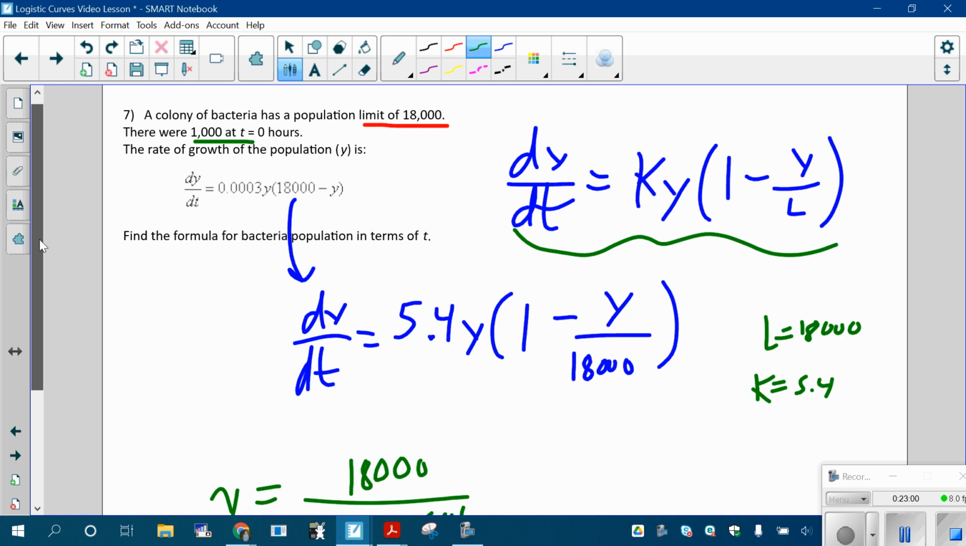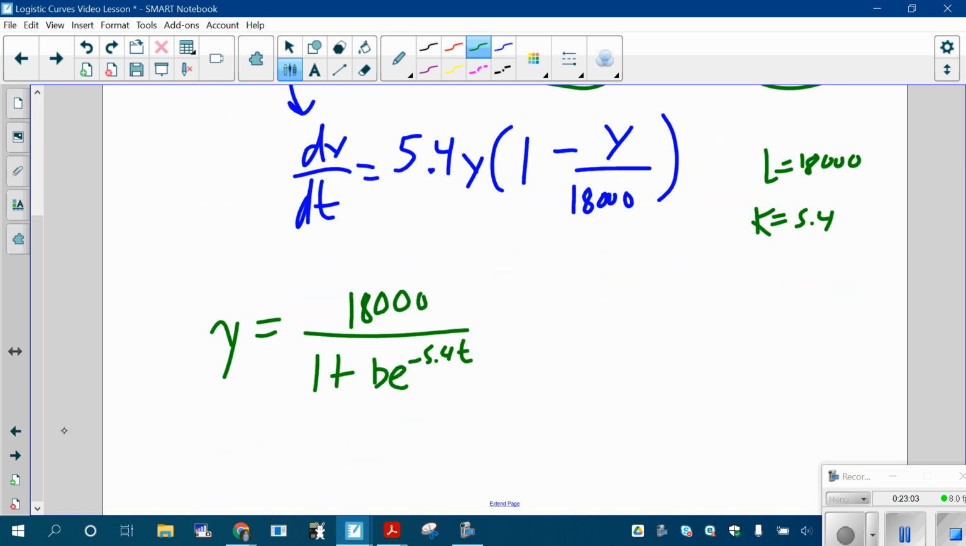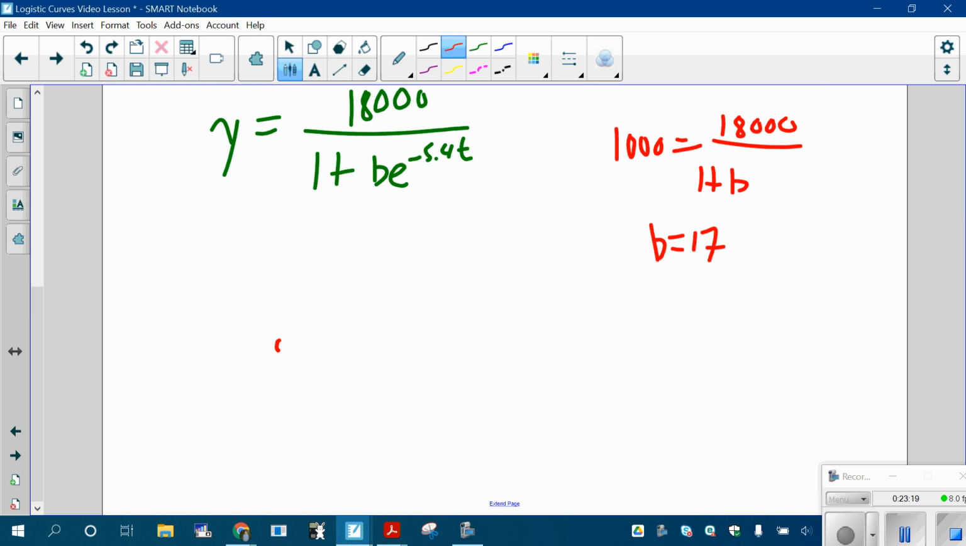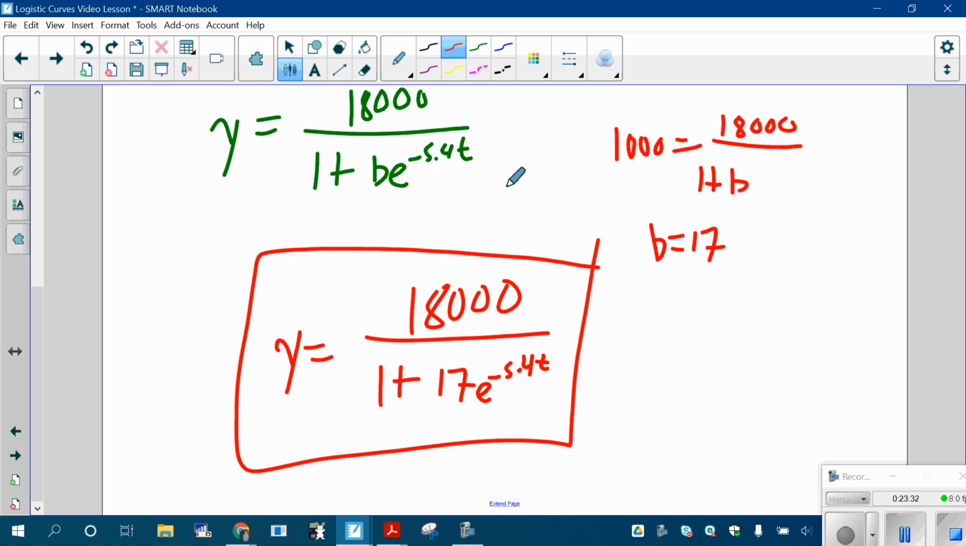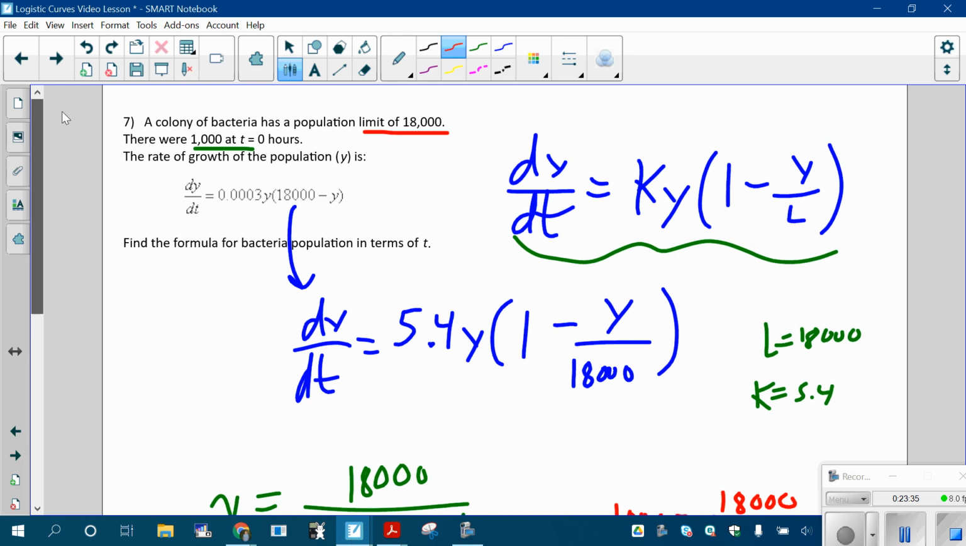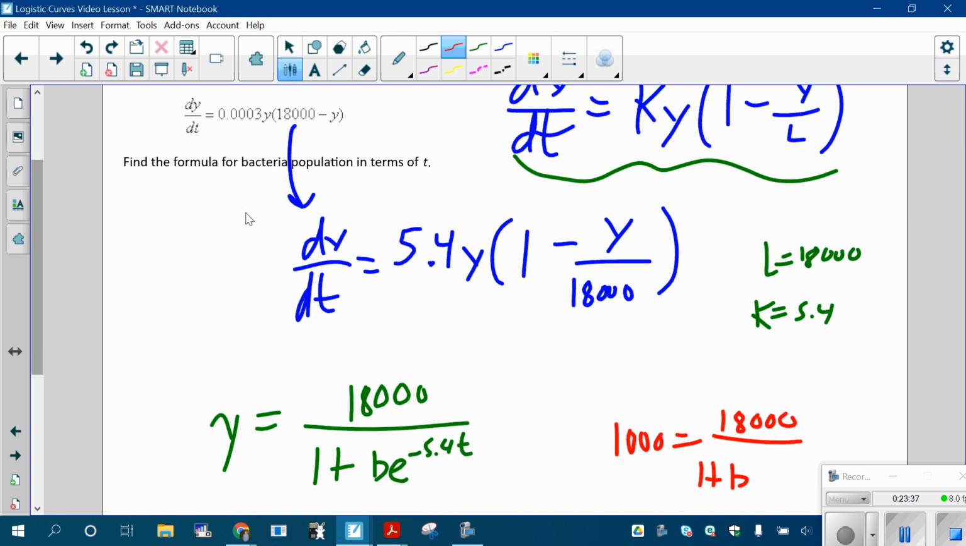They say at time 0, the population was 1,000. So I need to solve for that B. I'm going to plug in 1,000 for the population and 0 for time. That's going to cause it to be e to the 0, which is just 1. Boom. B is 17. I have my model. Check. Cool. That is a function that models that bacteria growth, and it's a solution to this differential equation.